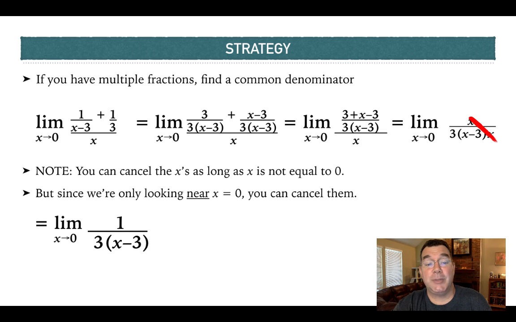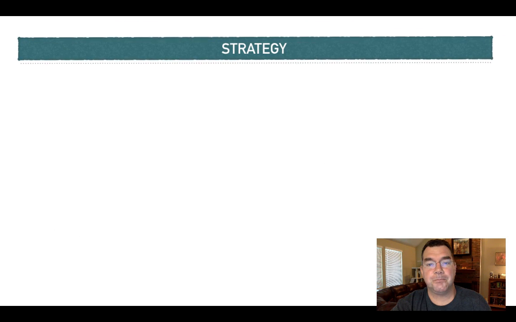So now I'm in a position where I can replace x with 0, and I get 1 over 3 times 0 minus 3, which is negative 1/9. So in this function, as x approaches 0, the y values approach negative 1/9. You'll notice that, again, it doesn't actually get there. The function doesn't actually exist at x equals 0, but the y values do approach negative 1/9.